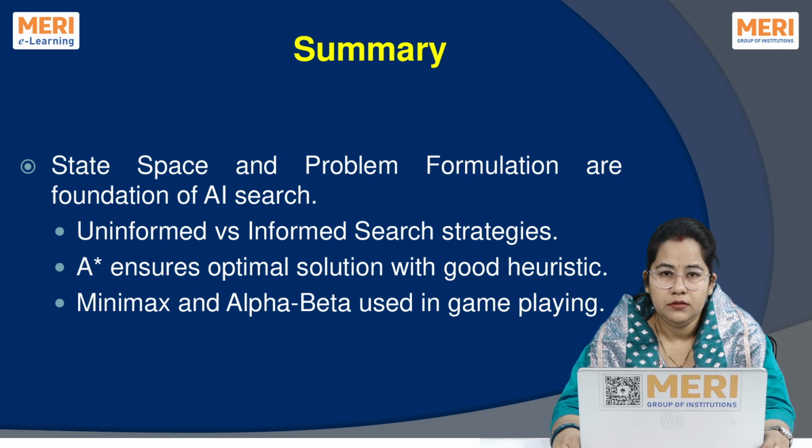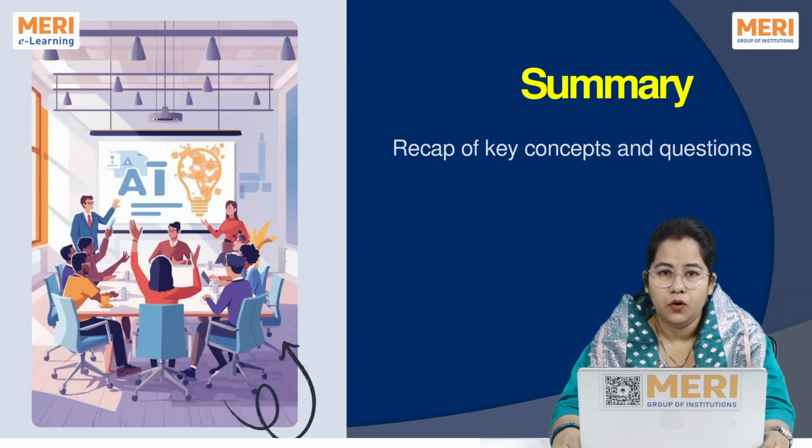Now, summarize all of unit 2. To conclude this unit, we studied how artificial intelligence systems solve problems using structured search techniques. We began with state space representation and problem formulation, which are essential for defining problems clearly. We then explored uninformed search methods such as BFS and DFS, followed by informed search methods like best first search and A star.